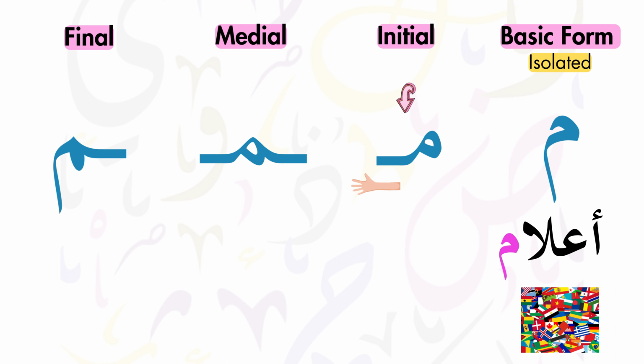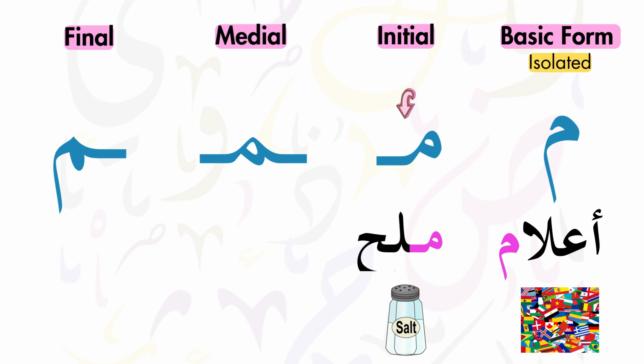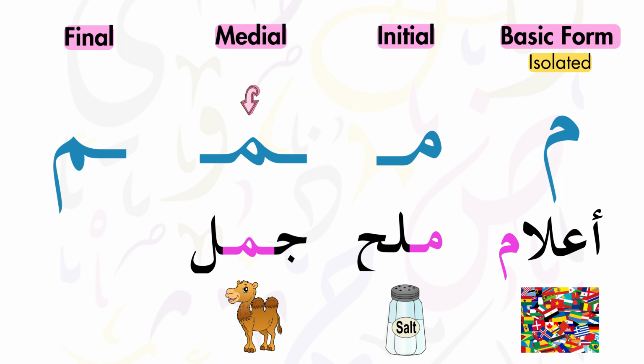The second one is the initial form, which comes in the beginning of the word with one hand from the left, as in the word ملح, which means salt. The third form is the medial one, which comes in the middle of the word with two hands from the right and the left, as in the word jamal, which means camel. Then the last form is the final one, which is similar to the basic with one hand from the right, as in the word najm, which means star.